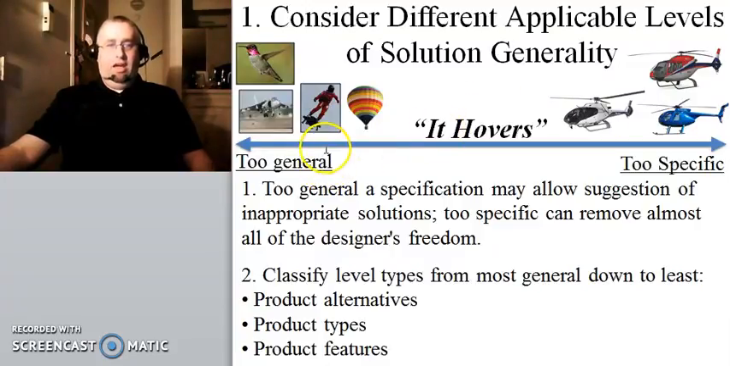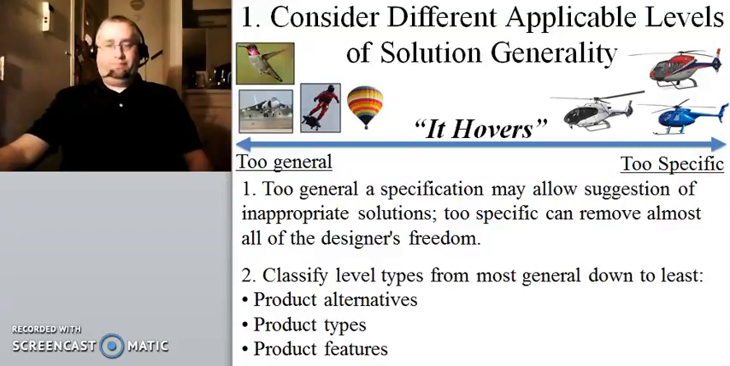So over here in too general, I've got various things that hover, right? Like a hummingbird hovers, a Harrier jet hovers, this weird little hoverboard hovers, and a balloon hovers, right? But those are all so disparate from each other that they really don't represent a cohesive, meaningful design space. So that's an example of a specification that essentially was set too generally.